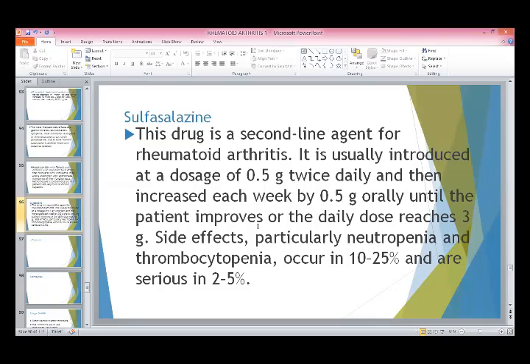Then next is sulfasalazine. This drug is a second-line agent for rheumatoid arthritis, usually introduced at a dose of 0.5 gram twice daily. That is the starting dose, increased each week by 0.5 gram orally until the patient improves, or the daily dose reaches 3 gram per day. The dose is gradually increased up to 3 gram. Side effects: neutropenia, thrombocytopenia, that occur in 10 to 25% of patients and are serious in 2 to 5% of patients.